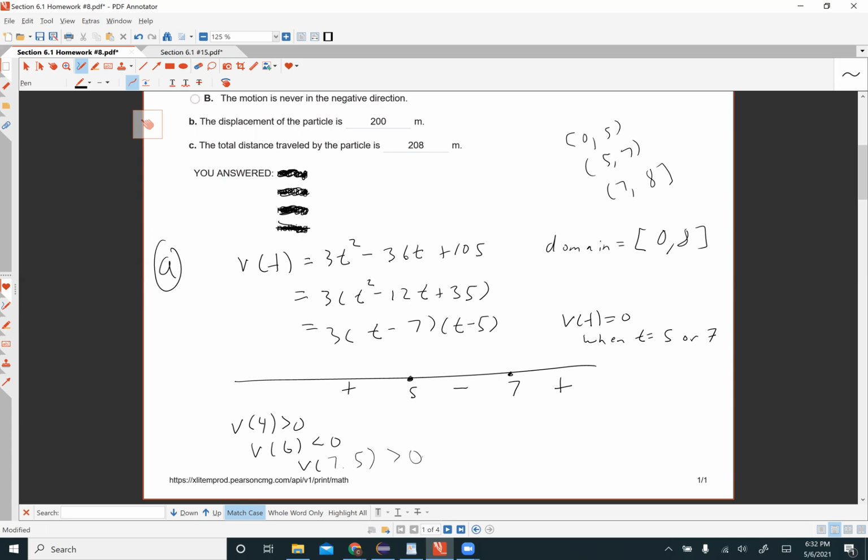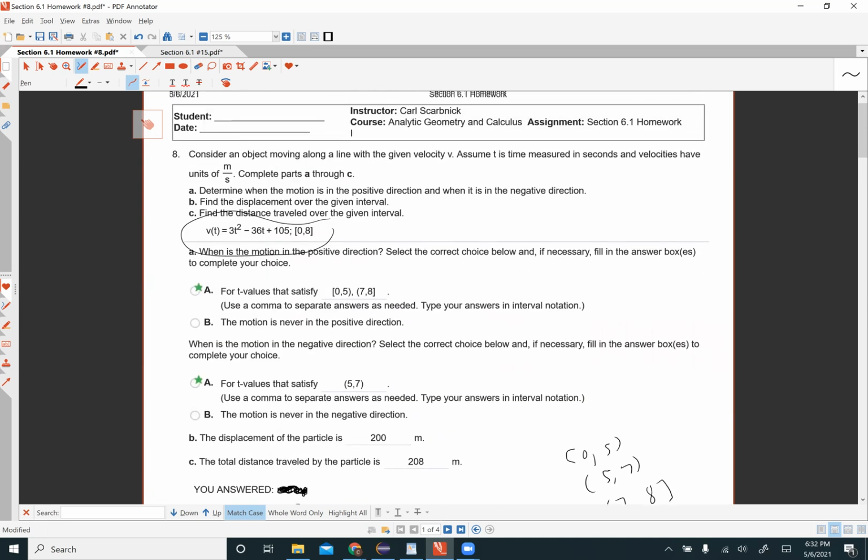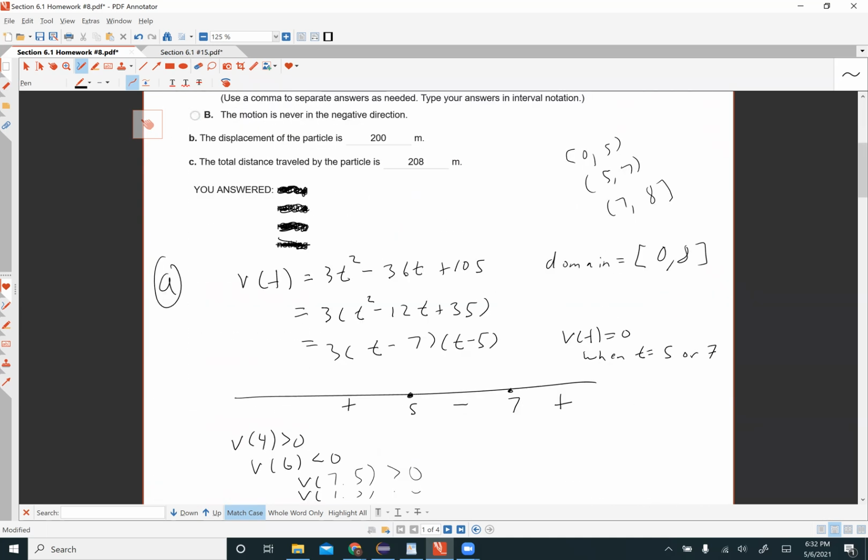So from 0 to 5, the object is going to move to the right because the velocity is positive. Then at time equal to 5, it starts moving to the left. And then at time equal to 7, we start moving back to the right. And yes, it's in seconds.